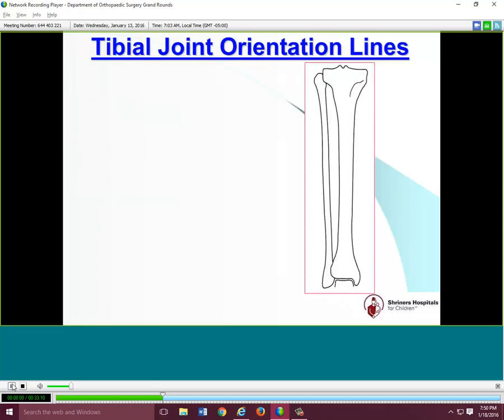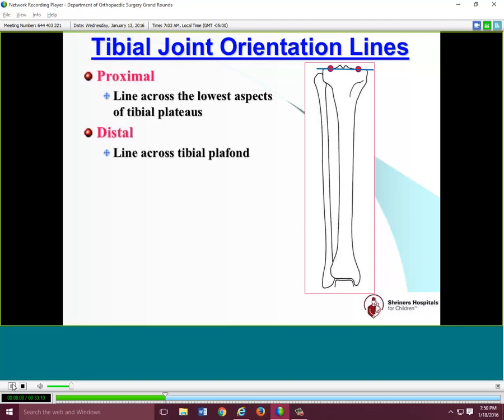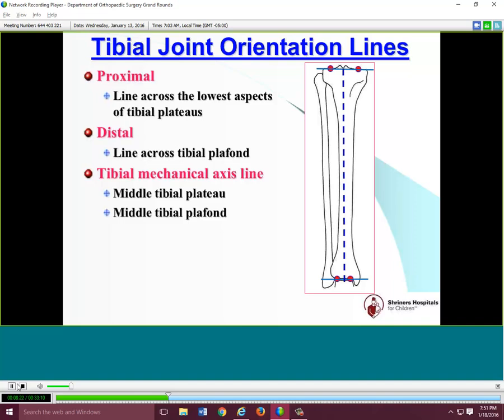In the tibia, similar kind of thing. We draw it proximally, take the lowest aspects of both tibial plateaus, draw a dot in those, and a line across that. Distally, it's just a line across the tibial plafond, and sometimes, if that's hard to see, I'll just take the talus if I know that the ankle joint looks normal. And then draw the mechanical axis to it from the middle of the knee to the middle of the ankle. Again, measure our angles there. So the proximal one is medial, so the medial proximal tibial angle should be 87 degrees. And the distal, the lateral distal tibial angle should be 89 degrees. And most of us just kind of shortcut that to 90 degrees, and that works out just fine.